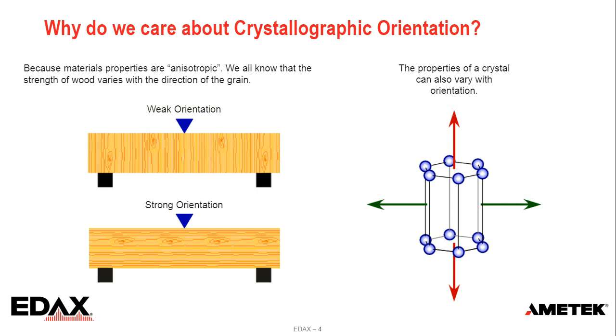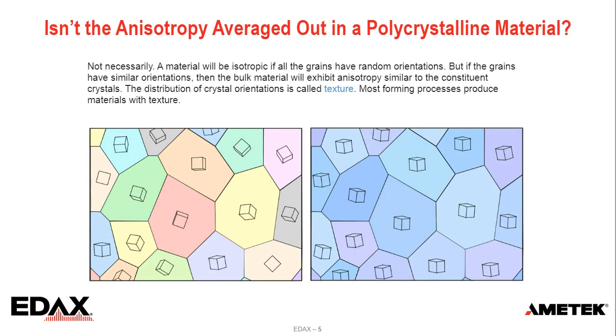So if a force was pushed to try to break that piece of wood, the orientation would affect the amount of load needed to break that piece of wood. And that same idea applies to crystals in materials, that your properties can vary with crystal orientation. And so the joke I always have is when I learned this in school, we said it all averages out though, and everything's isotropic, and we worry about anisotropy later.